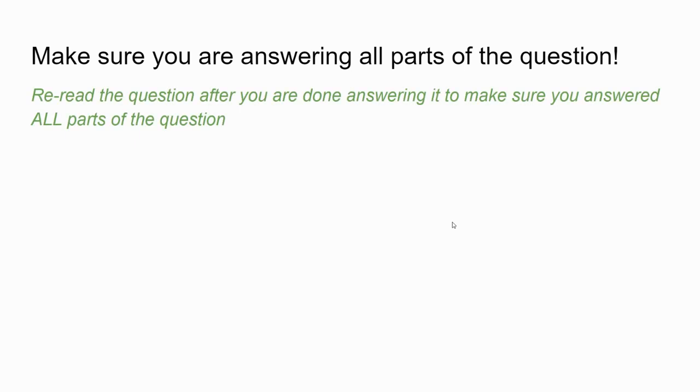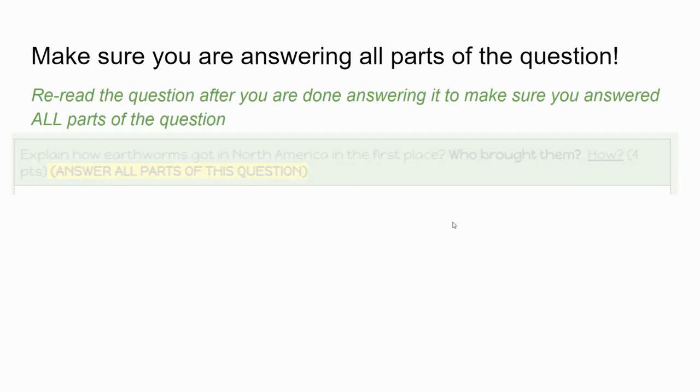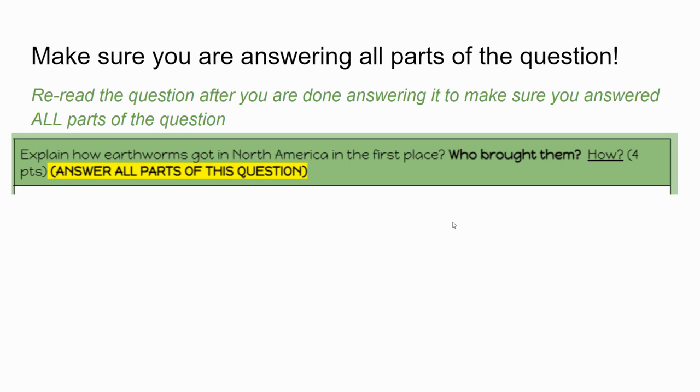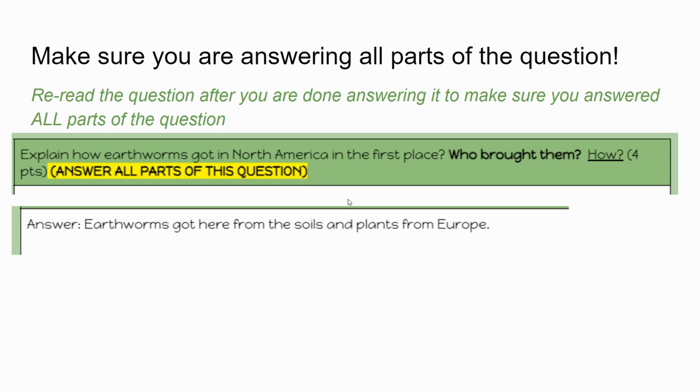All right, so we're going to next make sure we're answering all parts of the question. There are some questions on this where I asked more than one question. So, for example, this one: explain how all earthworms got in North America in the first place. Who brought them? How? And then it says answer all parts of the question. This one is in yellow, but there's other ones that are not bolded out like this that have more than one question. So make sure you're reading the full question to see if there's more than one question in it. So here are some answers that I got.